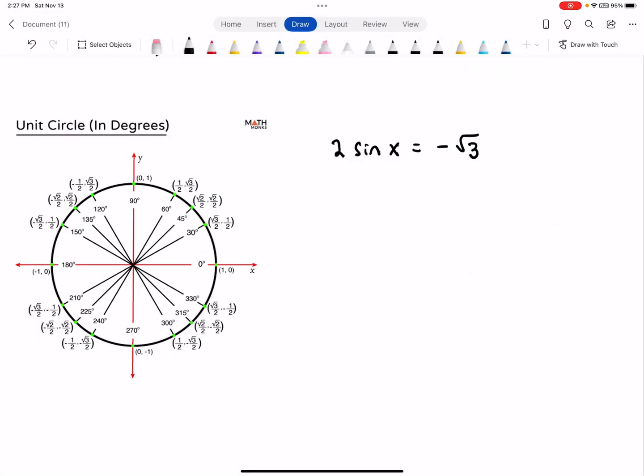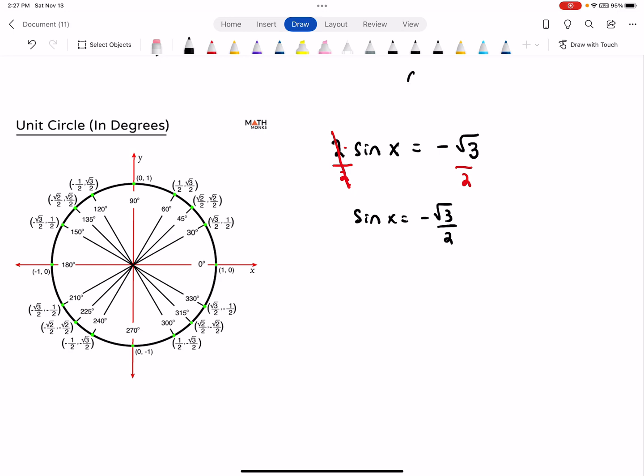Okay, let's do a similar problem, but it has that extra number 2 at the front. So divide both by 2, cross that out, and then you're going to see that sine x is equal to negative root 3 over 2. Now, the previous example had cosine x equals a certain number. This time it is the sine value.